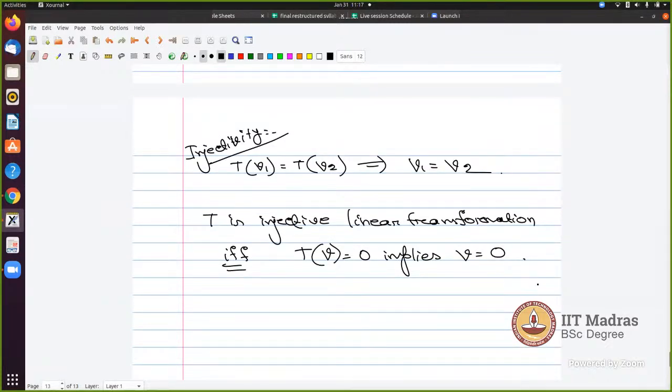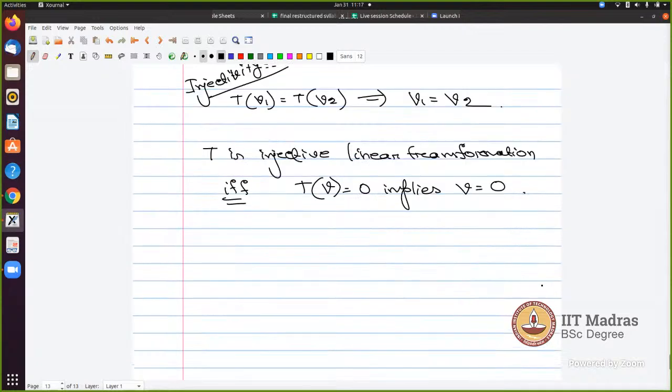What does it mean? We always know that T(0) is 0, right? Yes, sir. T of 0 is 0, that we always know. But 0 is the only vector which is going to 0. If that happens, then T is injective. This statement is saying that. Sir, can you repeat the last sentence? So I am saying that T of 0 is always 0, right?